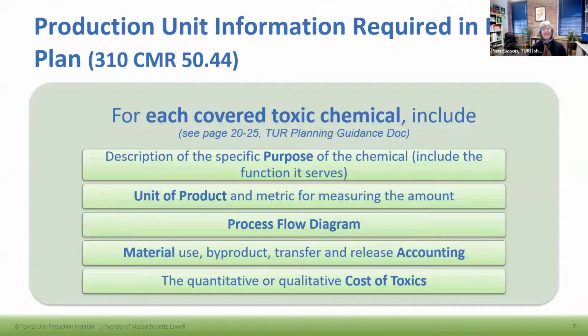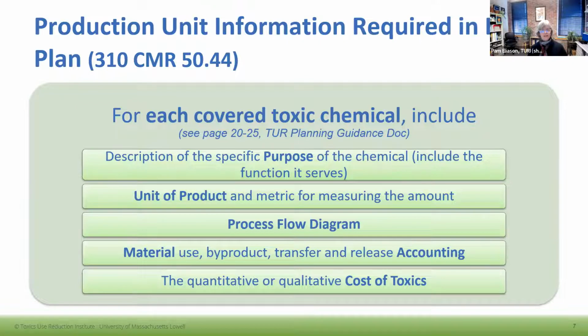Okay. Thanks, Maura. So I'm going to talk a bit now about the regulations, the regulatory requirements, and we'll take it from there. It is, as I said, a production unit level aspect of toxics use reduction planning. You'll find it at 310 CMR 50.44. That's where the process characterization piece resides in the regulations. And for each covered toxic chemical, and a covered toxic chemical is a chemical that you have to do reporting for because you have exceeded a reporting threshold, right?